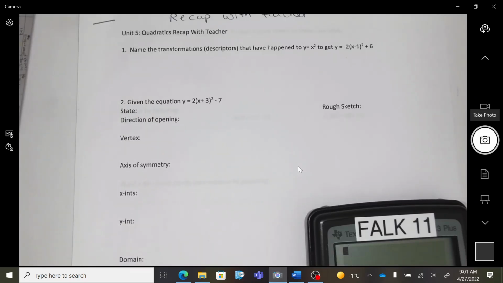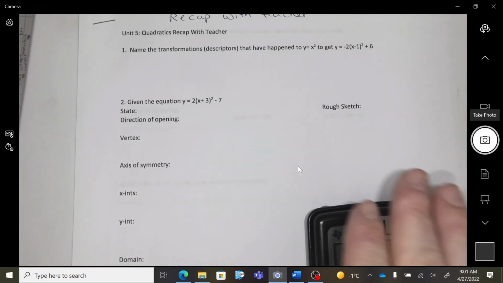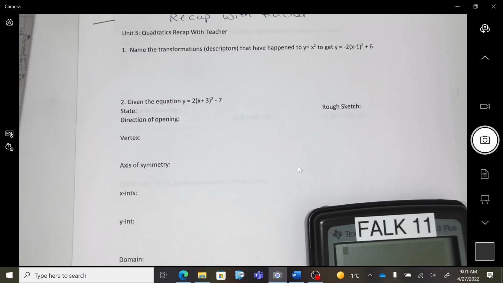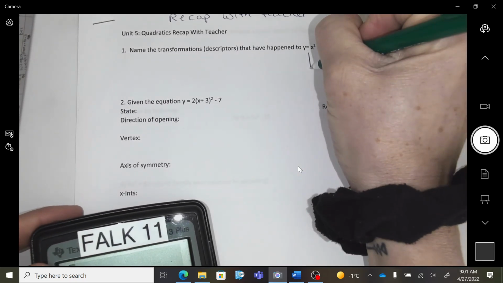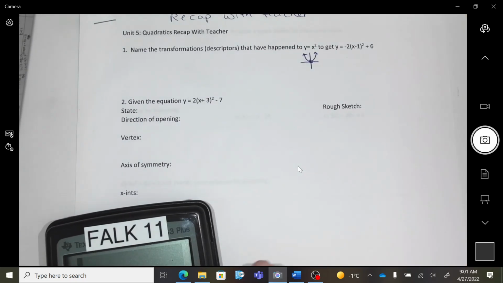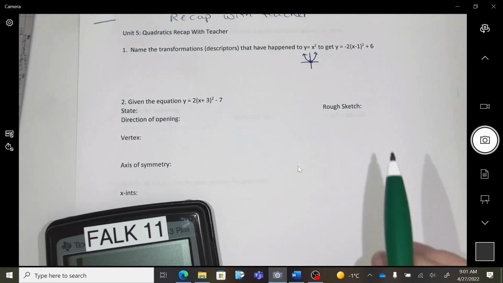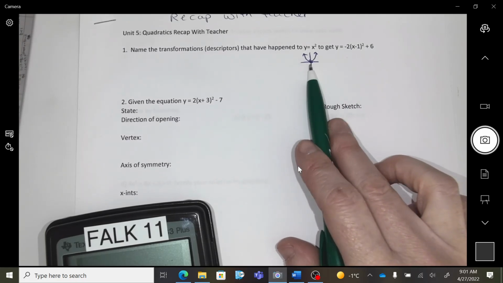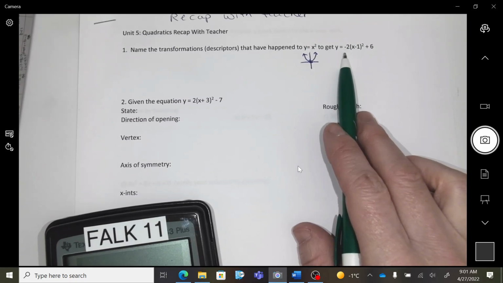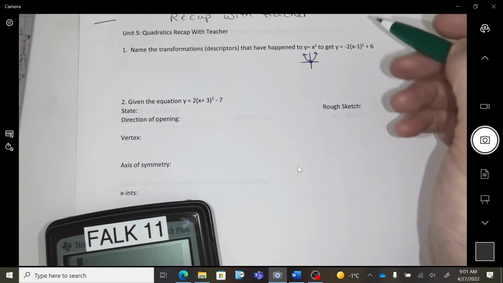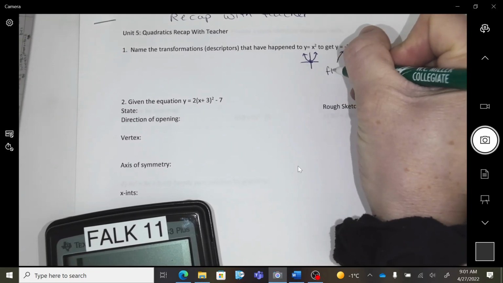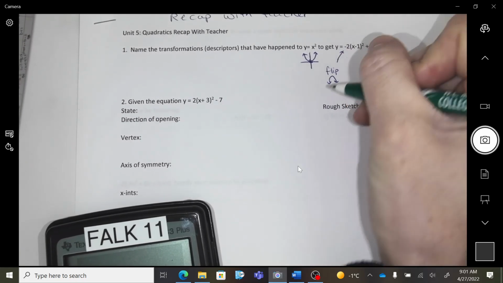Okay, naming the transformations. So our original equation is just a y equals x squared. That's just a basic y equals x squared. So what does this all do to that? Okay, so we have a negative multiplier. So the negative multiplier makes it flip.